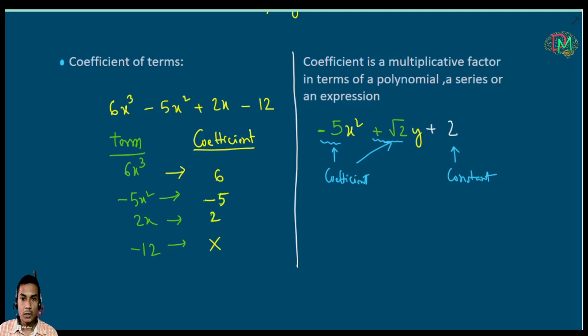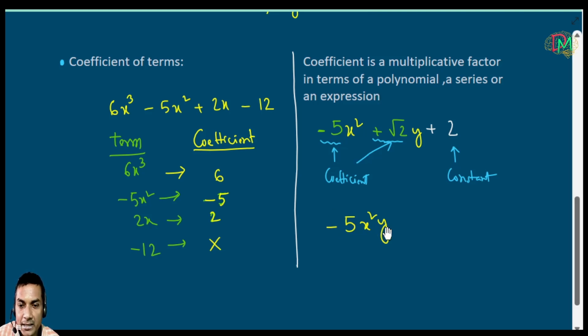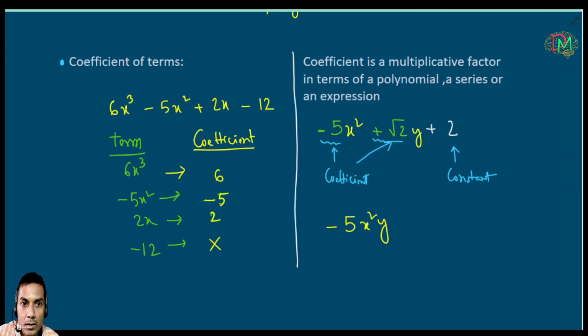So if I told you another example, what is the coefficient of some variable? Let's take one example, that is minus 5x square y. So what is the coefficient of y?